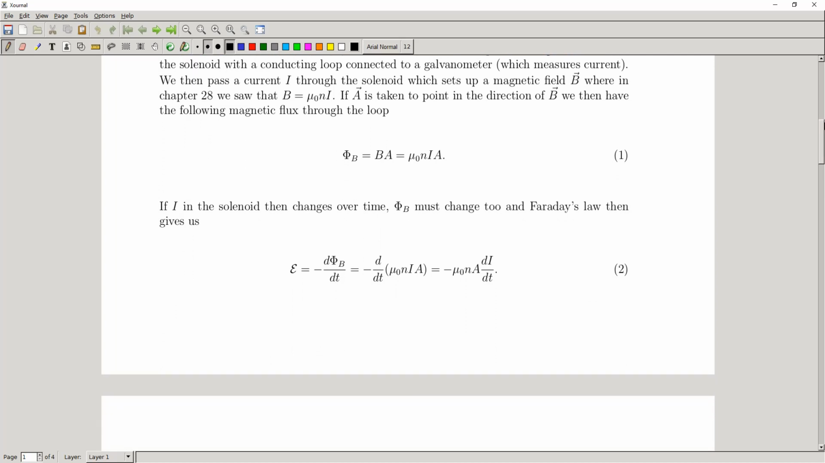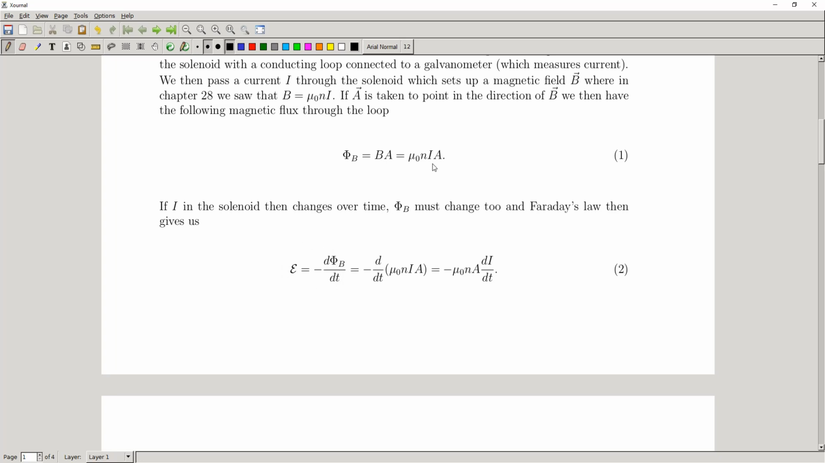Okay. So if I in the solenoid changes over time, well then our magnetic flux changes over time, right? We can see it from here. If I is changing, clearly our magnetic flux is going to be changing. Okay, and then Faraday's law tells us, if we remember Faraday's law, it's just basically this so far. Faraday's law tells us that if we have a magnetic flux that's changing over time, well, it is inducing an EMF equal to the negative of that change, right? So this is just Faraday's law here.